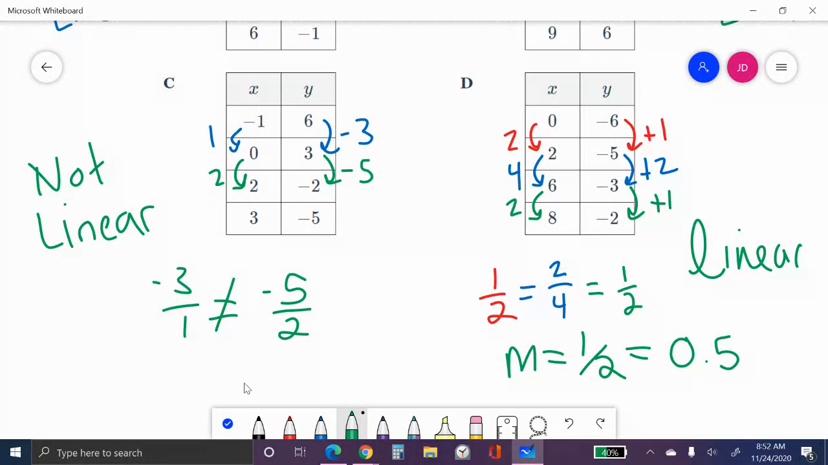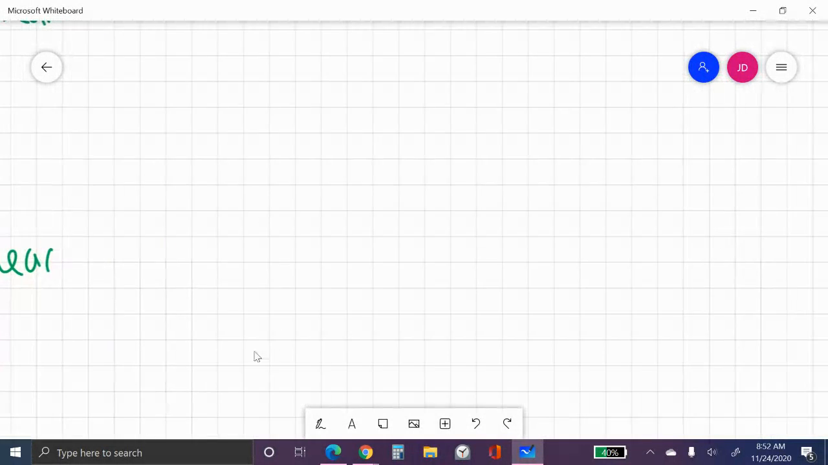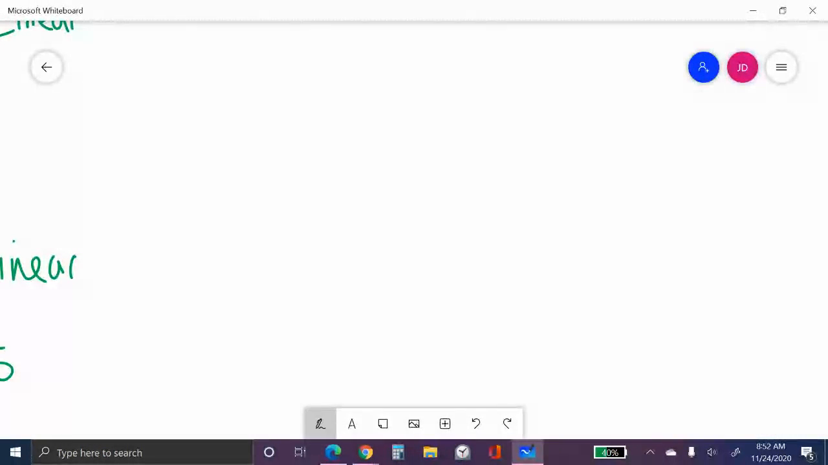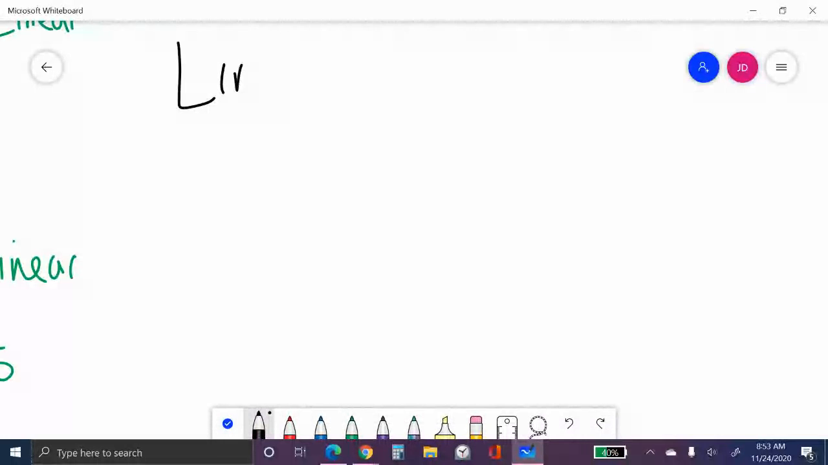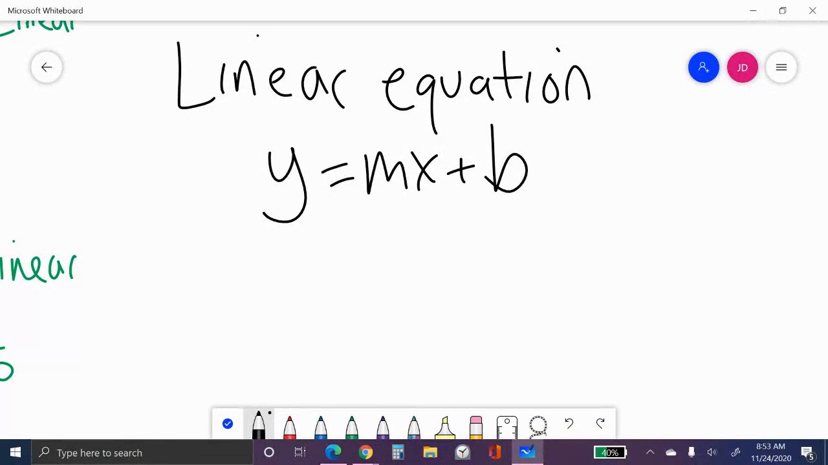Let's take a look at equations, whether they are linear or not. Linear equations are in slope-intercept form, y equals mx plus b. That means it would have a slope and an intercept. Sometimes the intercept might not be there because it could be 0. You could have an equation that looks like this, y equals 3x, and it is a linear equation, because the b would be 0.